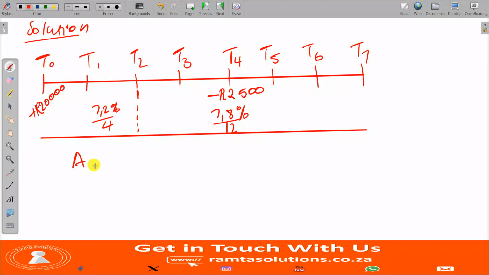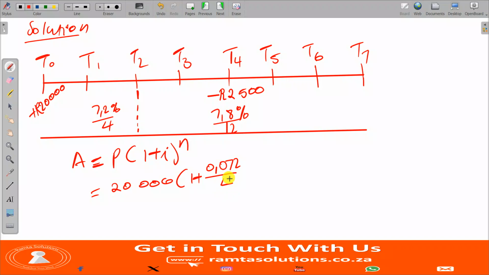So A equals P into 1 plus i to the n. It's important that you write this formula. Now, let's see the disturbances. The deposit is that of 20,000, right? Then 1 plus the first interest, which is 7.2%, so 0.072, per quarter, over 4. Now for the first 2 years, what does it mean?